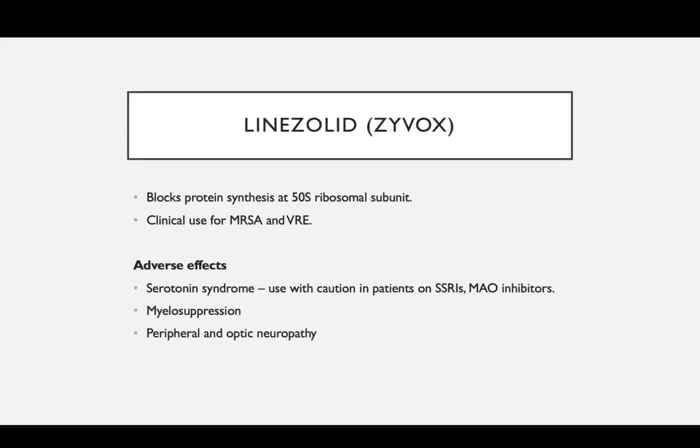Next, we have linezolid, which is also known as Zyvox. This blocks protein synthesis at the 50S ribosomal subunit. It does cover MRSA and VRE. Some of the adverse effects of linezolid, which are pretty high yield, is that it does cause serotonin syndrome, so it's used with caution in patients on SSRIs and MAO inhibitors. It can cause myelosuppression and also peripheral and optic neuropathy.